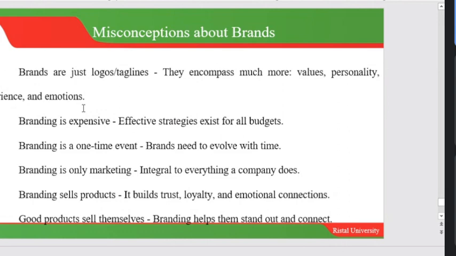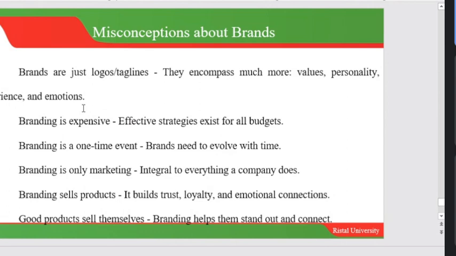Branding is expensive? Effective strategies exist for all budgets. So the misconception is most times that branding is expensive. However, what is effective can work for all budgets. So it is about you understanding what is cost effective. In other words, branding is not actually expensive, but it is about how, as an individual or as an organization, you strategize and have the most effective branding for your budget.